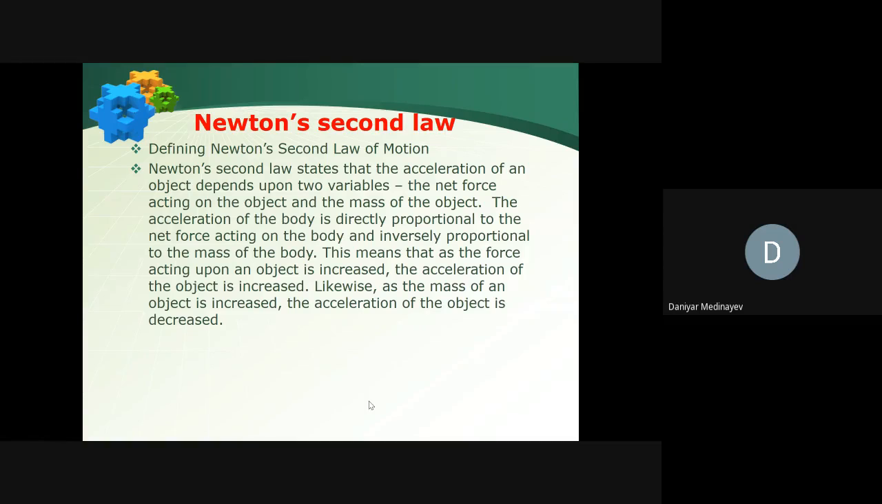It means that as the force acting upon an object is increased, the acceleration of the object is also increased. And as the mass of an object is increased, the acceleration of the object is decreased. And this is Newton's second law.